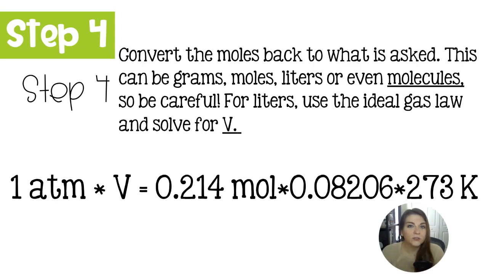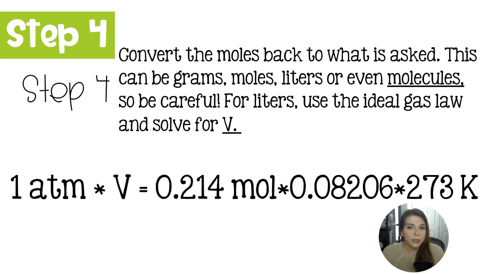The last step is to convert your final answer back to whatever the question asked you for. So we can be asked about grams, which I will link the mass stoichiometry video in the description. So if you need a refresher on that, you can head there. That would be a QMT chart. We can find the number of moles, which would mean that we're already done. We can find the number of liters, which in that case, we would use the ideal gas law and solve for V, liters. And we could also do this for molecules. So it's very important to be mindful of what specifically you're being asked for.